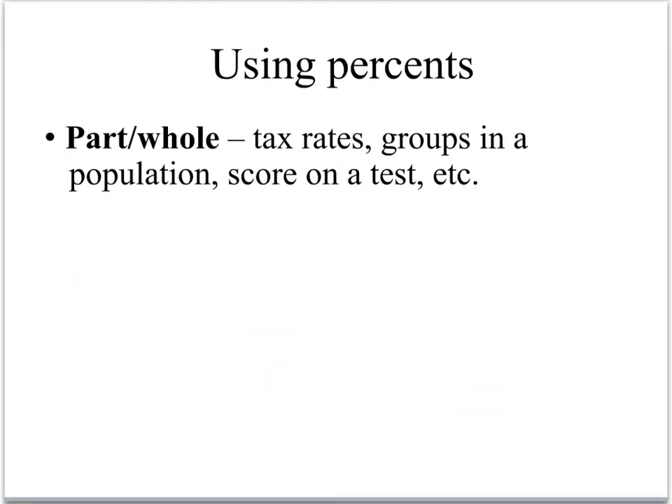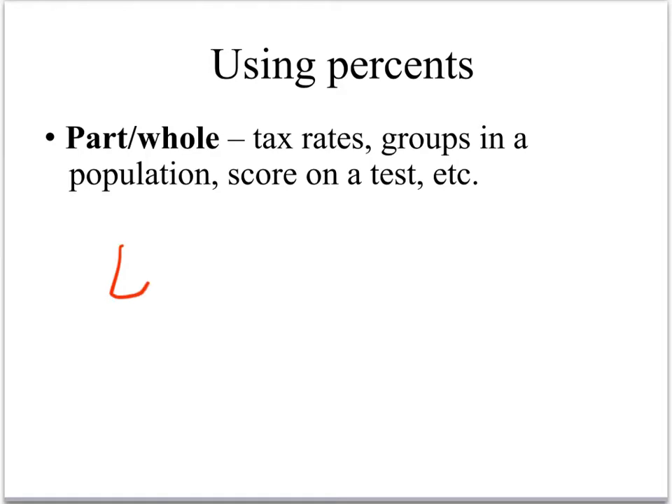I'll give you a couple of examples here. Part of a whole is a tax rate. A sales tax rate is, say, 7% or 8%. That means 8 cents of every dollar is the tax. So that much more is tacked on to your purchase. Groups in a population. What percentage of KU students are in-state versus out-of-state? Score on a test. You guys all know this one.